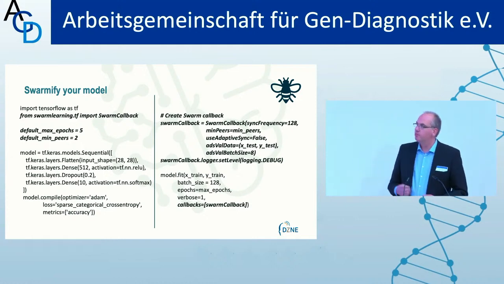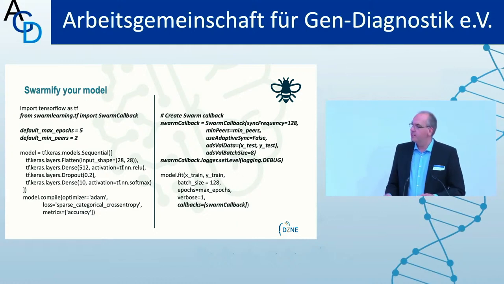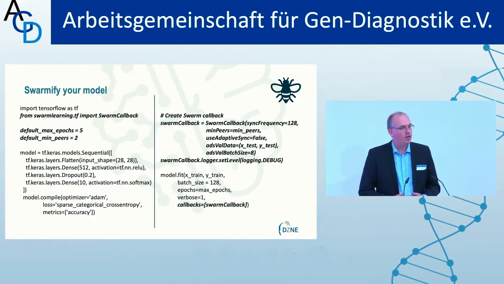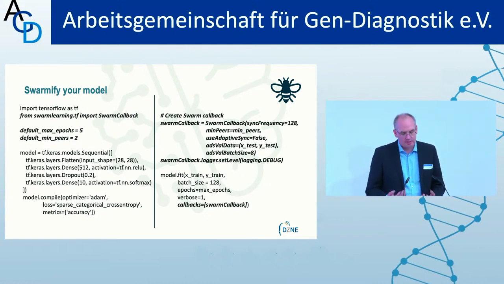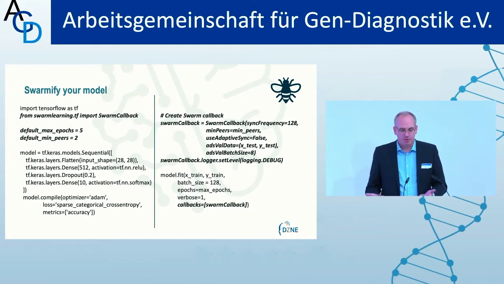You will need to import the swarm callback so that you can access the swarm library. You need to define how many epochs you want to train and how many partners you want to have. Then it's basically just, as you can see on the right side, defining a callback. In the end, when you do the fitting of your model, you set this as one of the callbacks. Of course, you can have your other callbacks if you want to do some logging or intermediate results reporting as well. Once you have made these modifications to your model, you're ready to start the swarm.